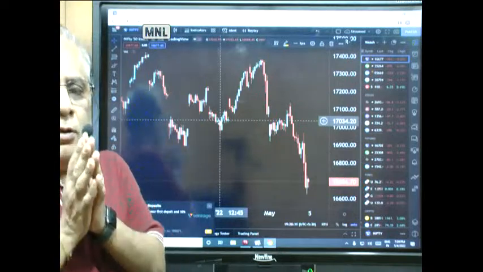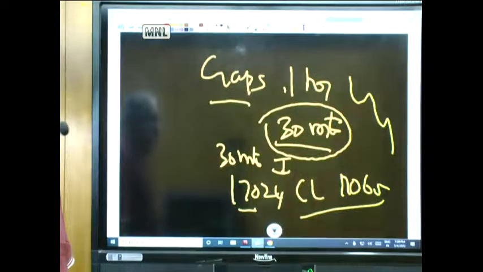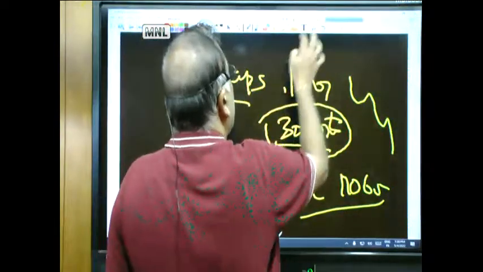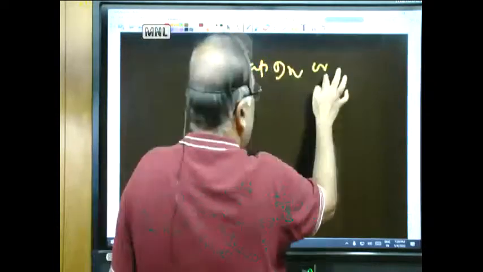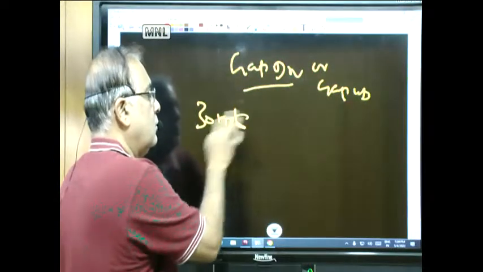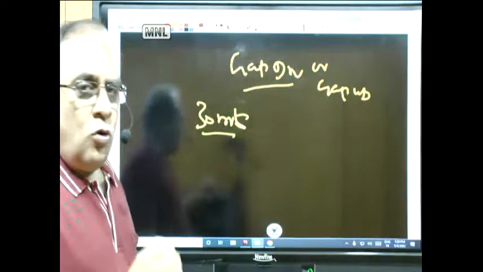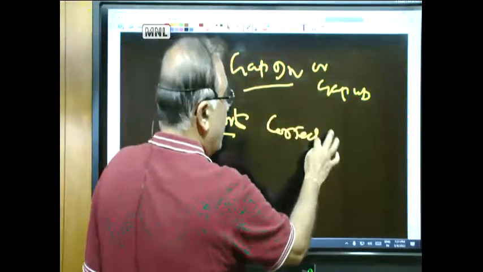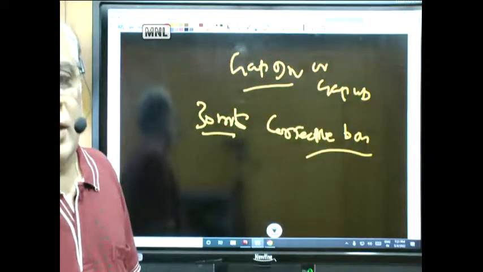So what are the calculations that you should look at? Now let us look at whether it's a gap down or gap up. Okay, if it is gap down, then wait for some sort of a correction happening in a 30 minutes bar. Then what you do is that you go short below the corrective bar.